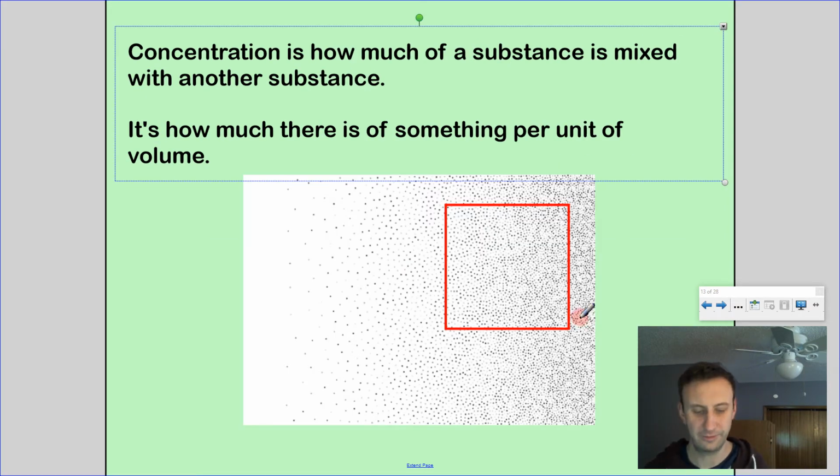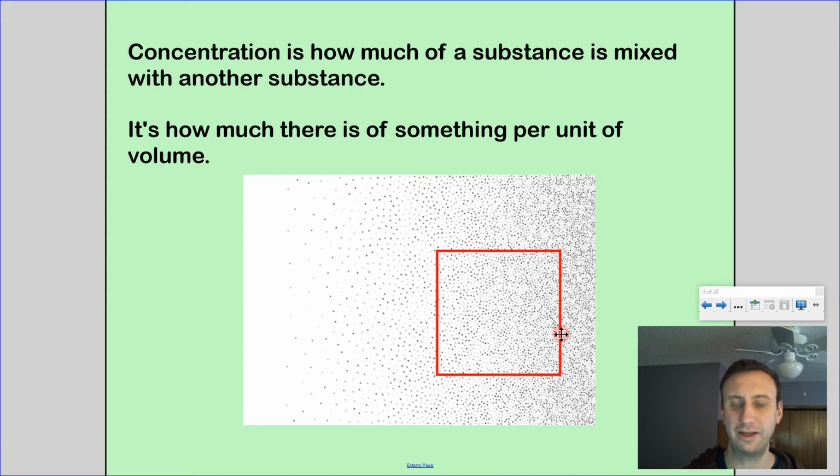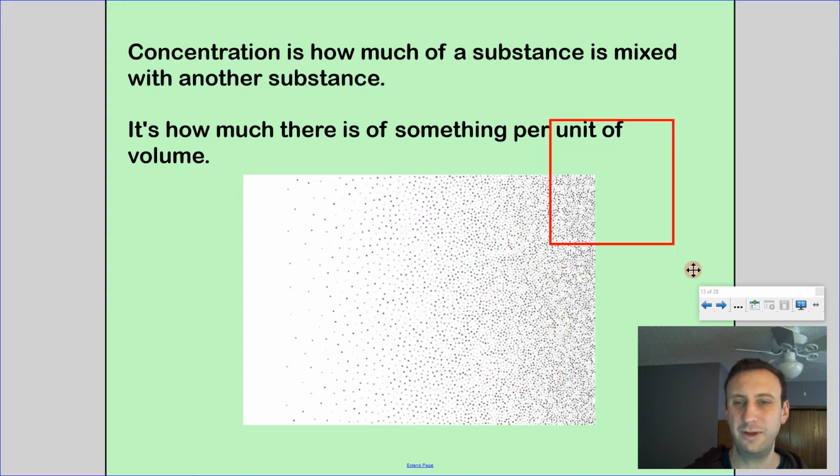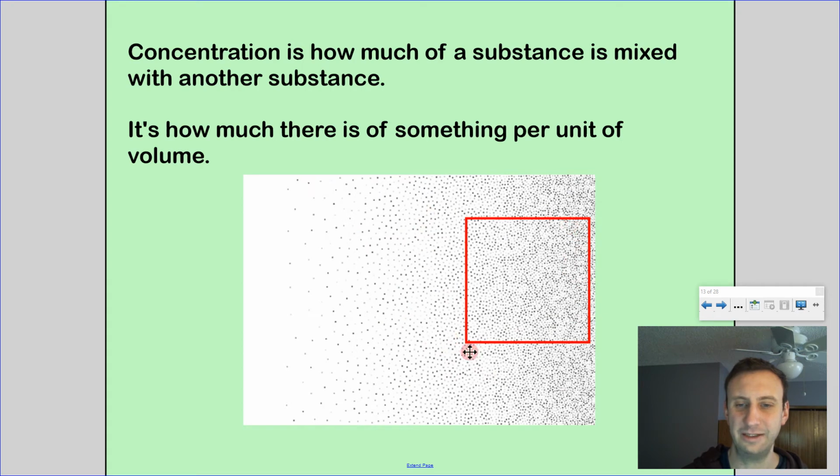So let's talk about concentration. What concentration is, it's how much of a substance is mixed with another substance. So it's how much there is of something per unit of volume. And I have this red square here to kind of show you the difference. If I treat this red square as a unit of volume, right, this area in the red square is quite concentrated. That would be a high concentration because I have lots of the solute, the little dots, per unit of solution or volume.